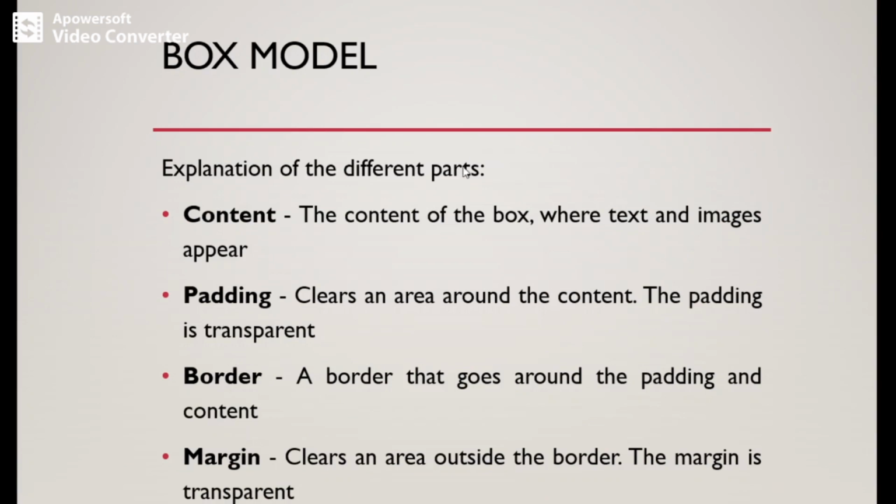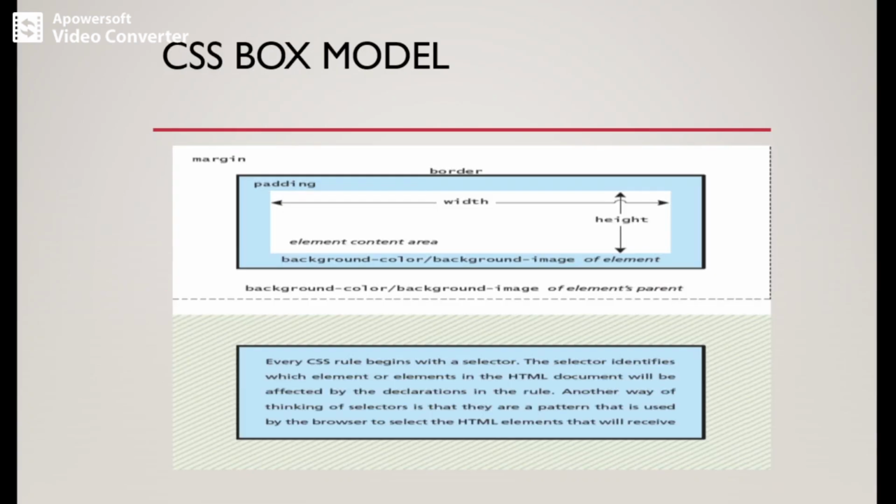So we'll just see the explanation. Content is nothing but you can make the text appear there, or images or video, etc. Padding clears an area around the content. So it looks good, isn't it? The padding is transparent. This is your content, and near to that you can do the padding. Some area you can leave. So that is the padding.